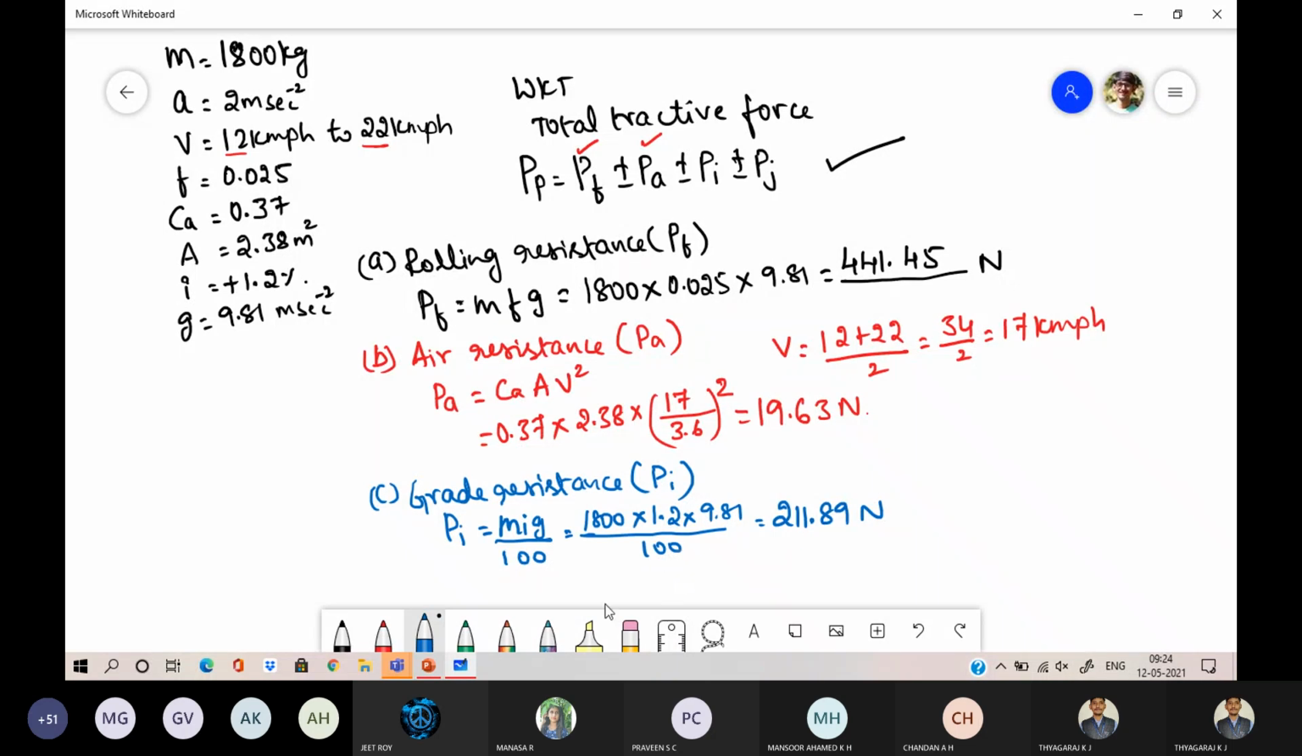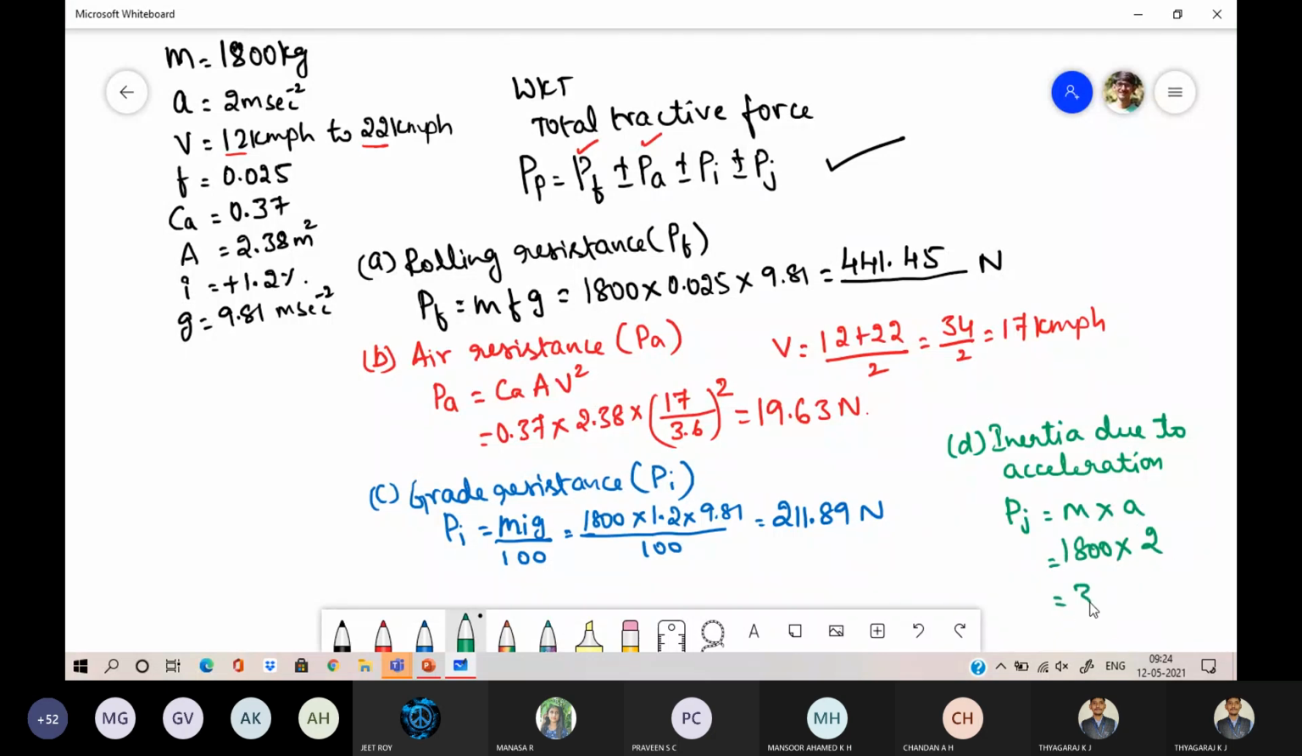Then the fourth one is inertia due to acceleration. What is the formula for inertia? PJ is equal to m into a. We know that m is equal to 1800 and a is equal to 2. So 3600 Newton. Is it clear? I think everyone has written it.